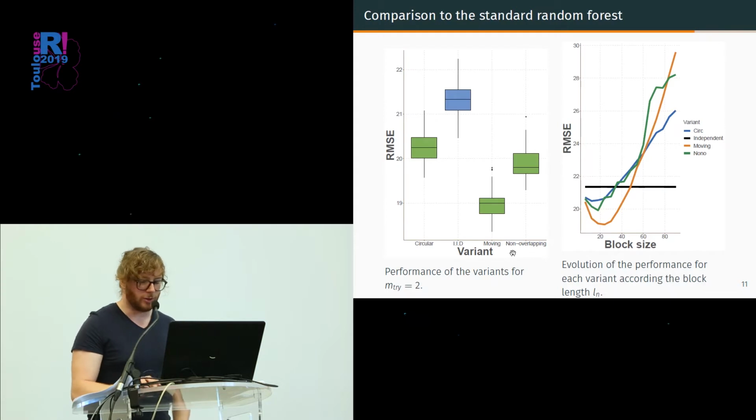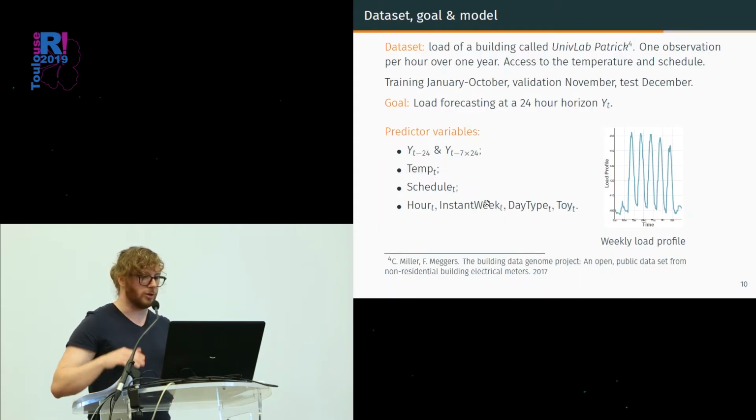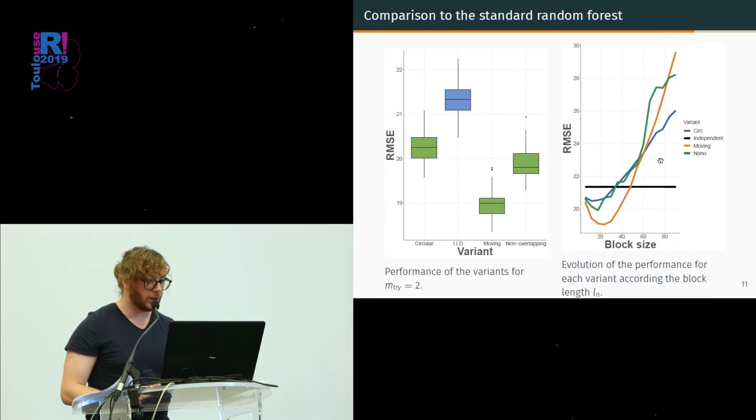I didn't say it, but the data is over 1 year. The training is from January to October. We have a validation set over the month of November, and the test is on December. We optimized M-try over the validation set, and we have a grid of parameters for the block size, which we also optimize over the validation set. We run this 50 times, and we observe the errors for each variant.